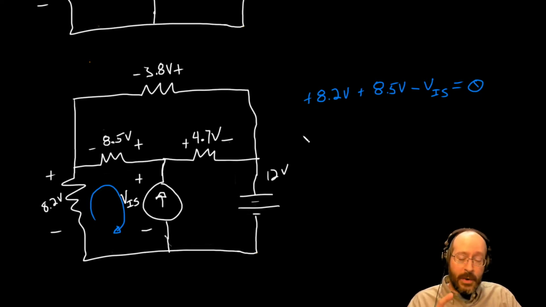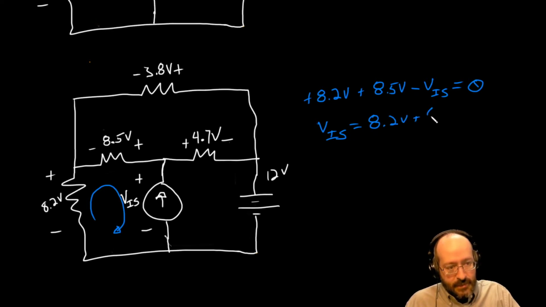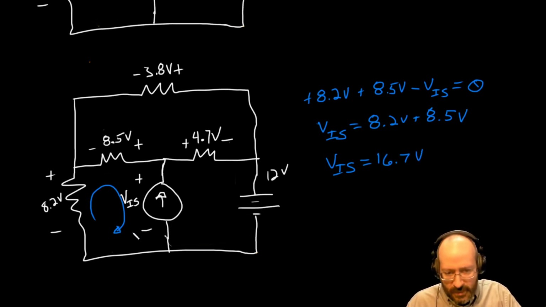Now I have one equation and one unknown, so I can go find that voltage. In its simplest form, this is what we're going to use KVL for: finding unknowns in our equations. Solving for VIS, I just have to add it to both sides. Let me write it this way, flipping the sides of the equation. It's going to look like this, and it looks like VIS is going to be 16.7 volts. So I can come back over here and label that 16.7 volts.